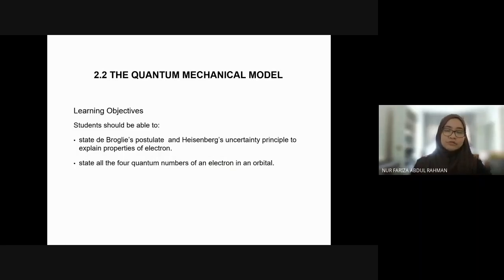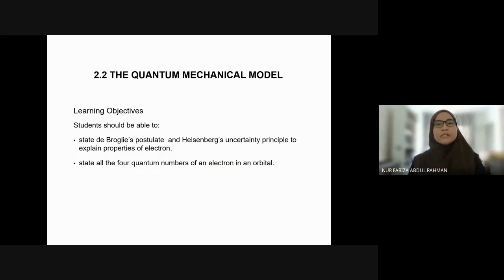Next will be 2.2, the quantum mechanical model. Just now it was the history part of the atom, and how it developed from Bohr's theory model. Bohr introduced something that is not entirely wrong. There is one part, the orbit, that was wrong and totally rejected. But the other two were retained up to this date.